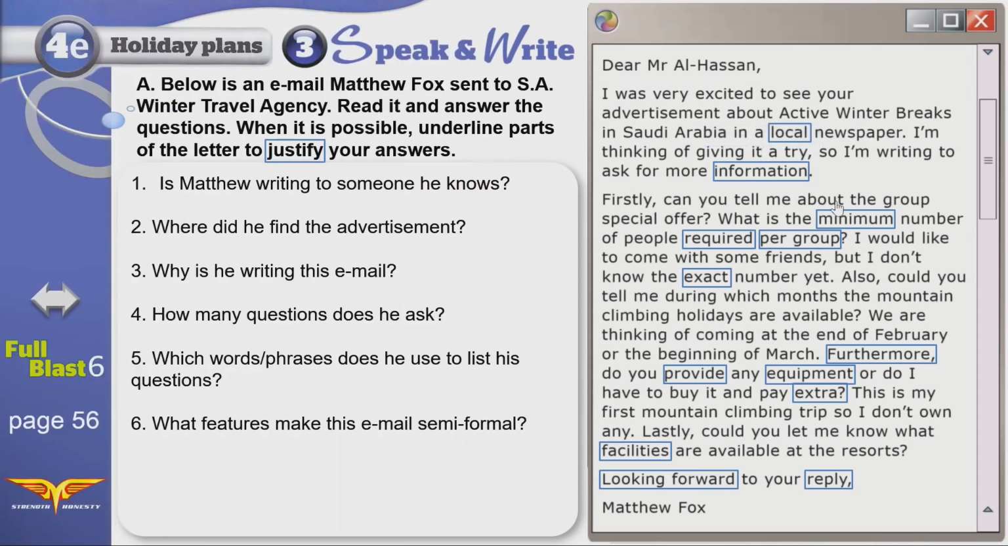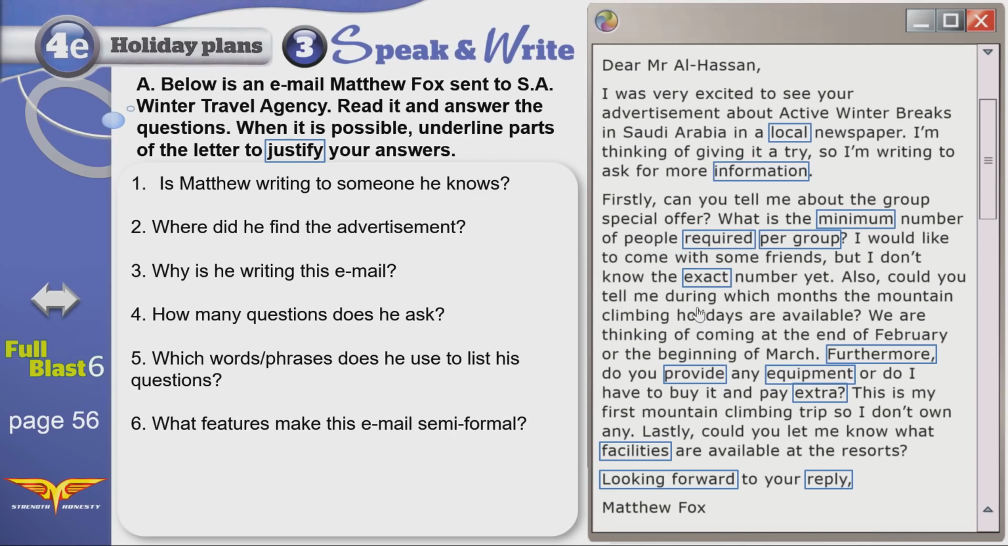Firstly, can you tell me about the group special offer? What is the minimum number of people required per group? The minimum, the smallest number of people required, needed, for each group. Can we be 5? Can we be 6? Can we be 2? What is the minimum, the lowest number? I would like to come with some friends, but I don't know the exact number yet. Exact is the opposite of approximate. If you say around 5 people, that is an approximate number. Exact, like, okay, no, 5. Not around 5, not 6, not 4, 5. This is the exact number.